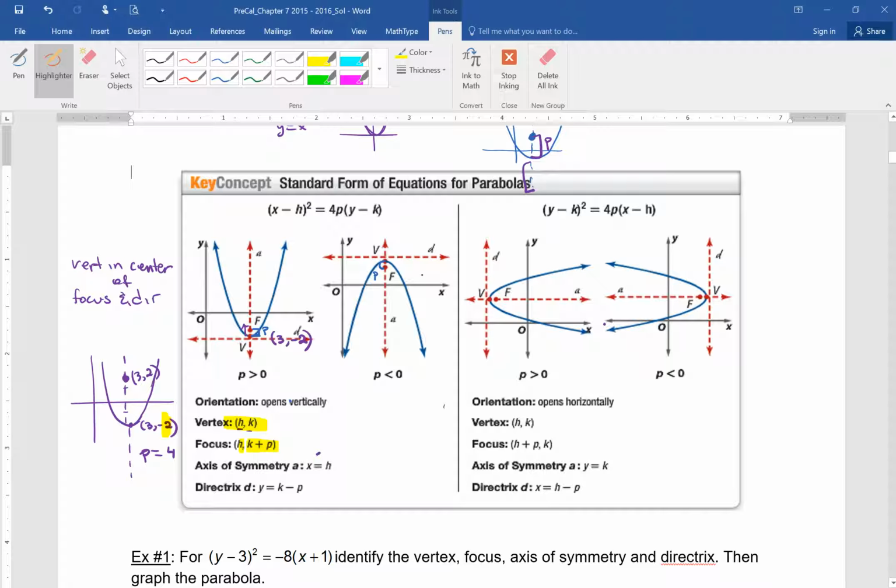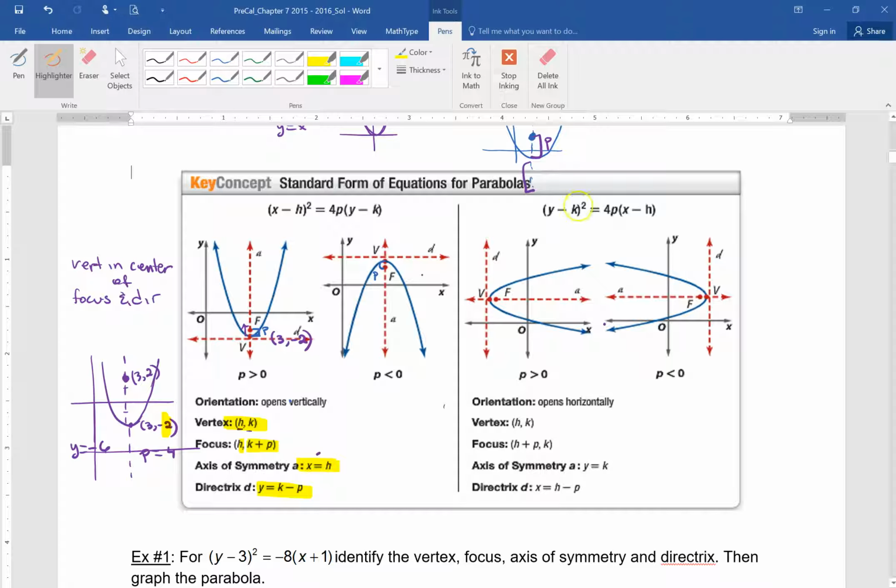All right, now how am I going to go to the directrix? Subtract 4. So from -2, I go down 4 and I hit y equals -6. That's my directrix. All right, so how did I get to the directrix? It's y equals k minus p. And the axis of symmetry is x equals that first number h. Okay? Now, all this gets translated in the other case.